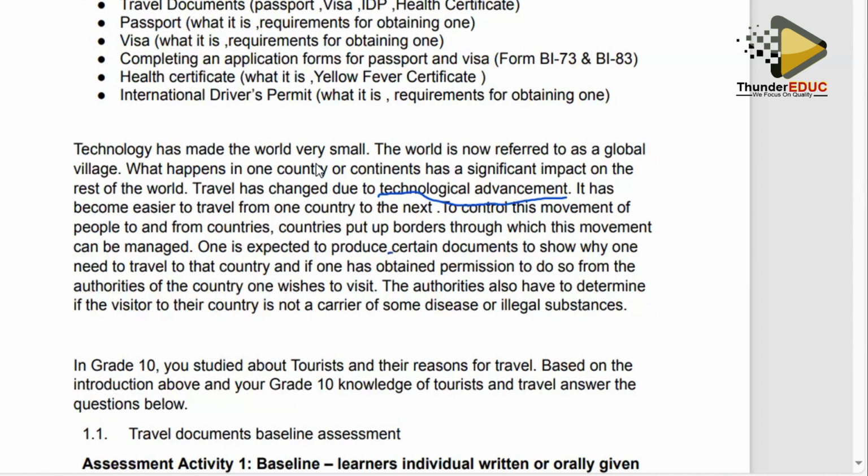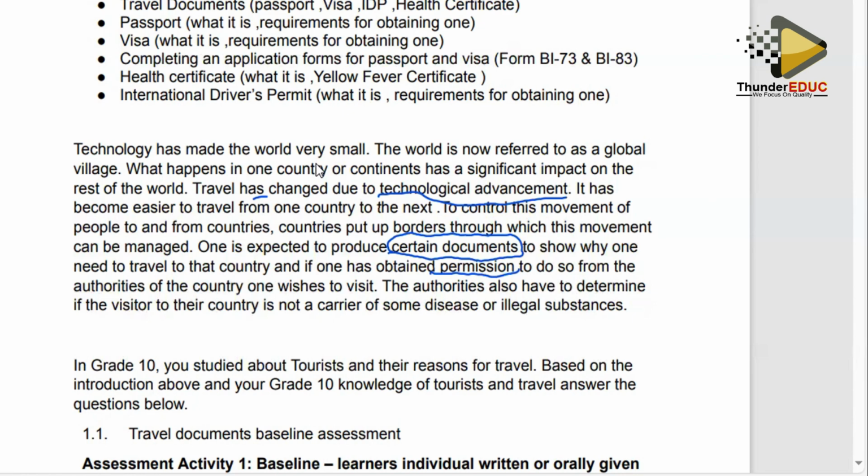So these documents which are required to be produced is what we are going to be discussing today. That is the aim of the lessons. The certain documents which are required when one is crossing an international boundary or an international border. So one is expected to produce certain documents to show why one needs to travel to that country and if one has obtained permission to do so. So another thing which is required when you're crossing borders, you need to seek permission. You need to be granted permission to do so from the authorities of the country one wishes to visit.